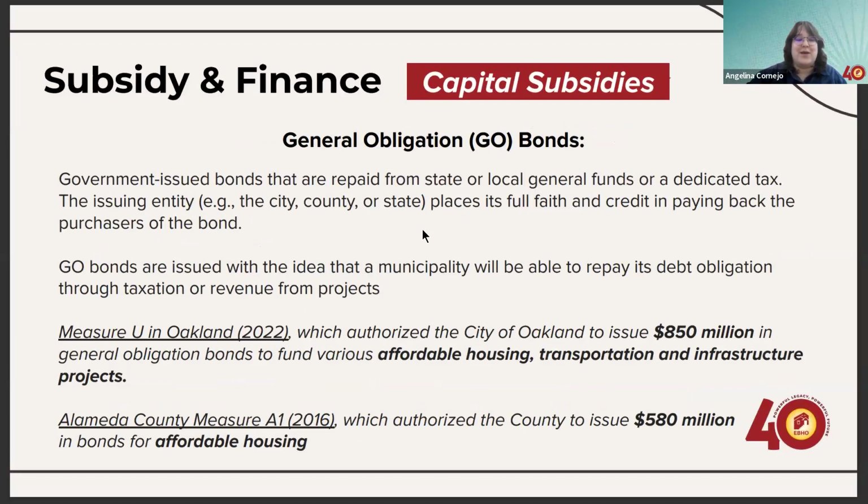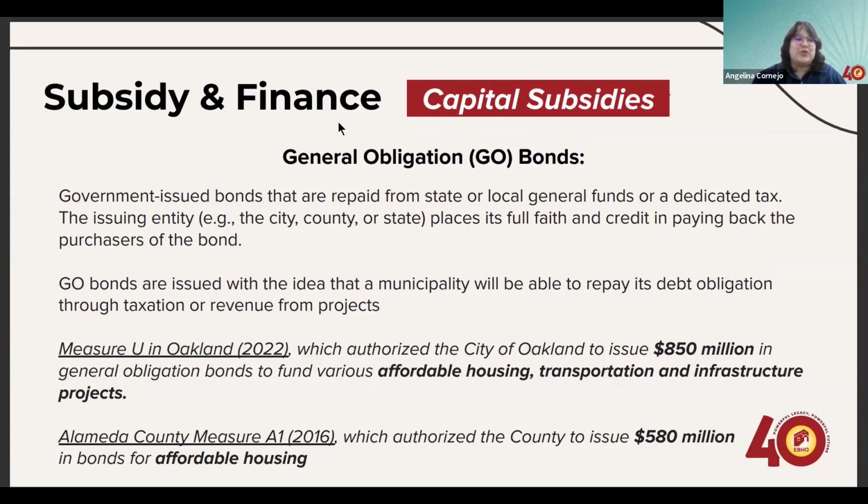Okay, so another example is general obligation bonds. These bonds are government-issued bonds that are repaid from the state or local general funds or a dedicated tax. The city or county or state, whatever the jurisdiction is, is basically backing this debt. They're issued with the idea that the jurisdiction will be able to repay the debt obligation through taxes and revenues from the projects that are created from the debt that was given to them.